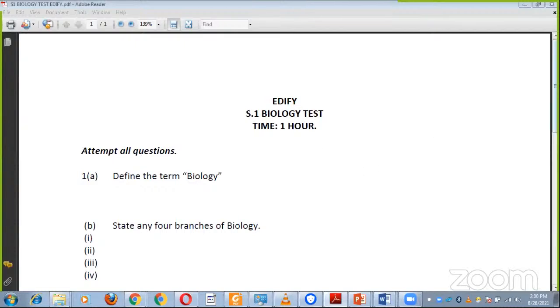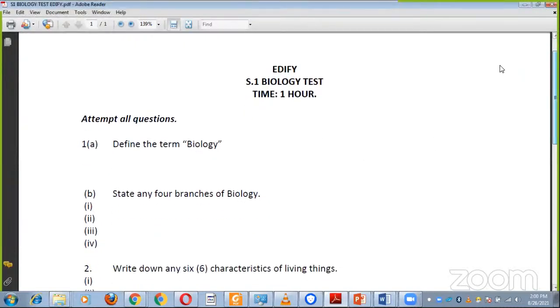The first question was telling us to define the term biology. Yes, Nabunji, you can tell us the answer. Biology is a branch of science which deals with the study of life or living things. Okay, thank you very much, Nabunji.